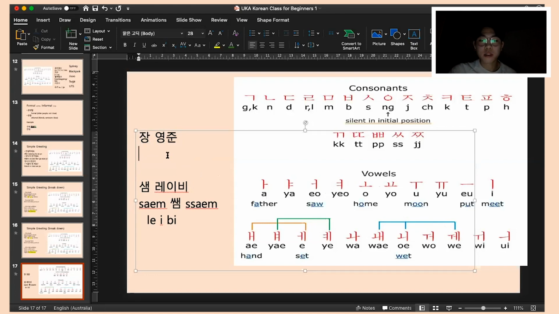Yep. 장. So this silent word is at the bottom again. So it's the ng sound. 장. And young. It's at the bottom again. So it's ng again. Young. Jun.